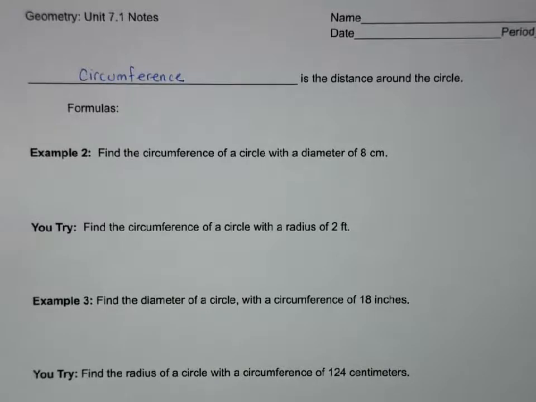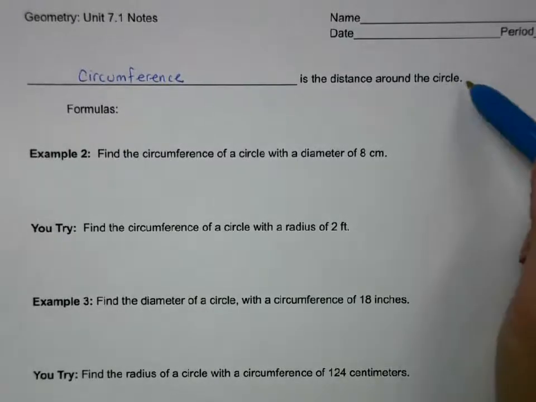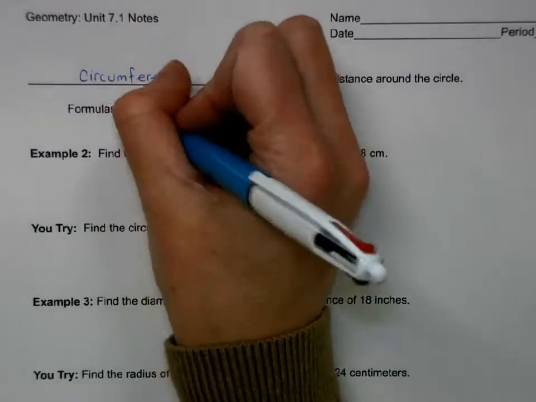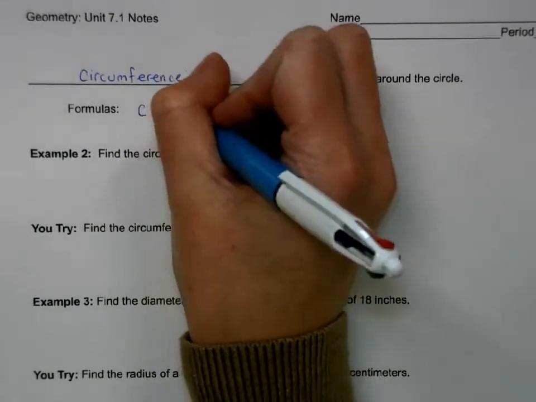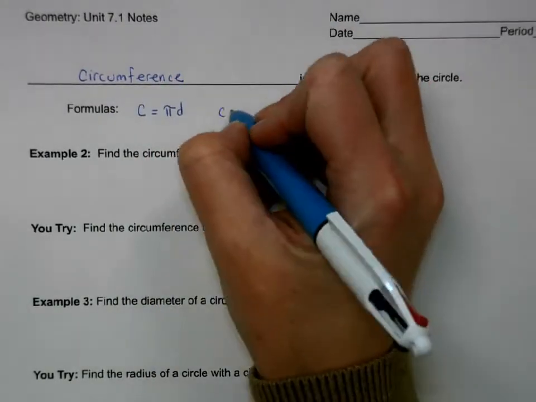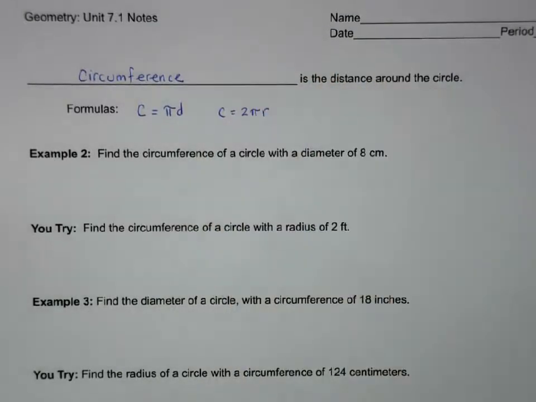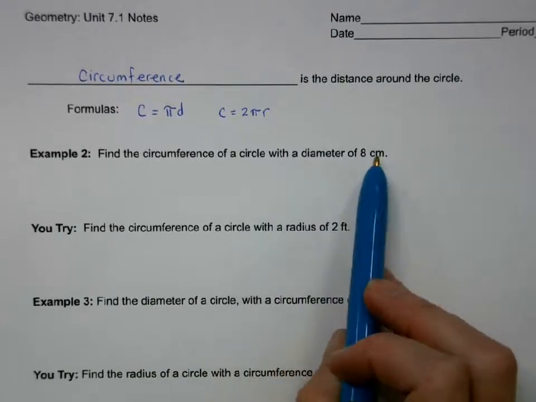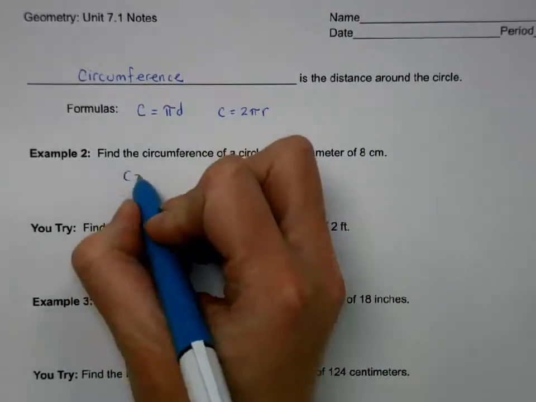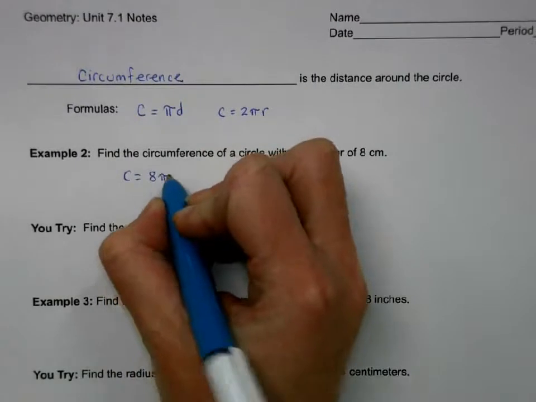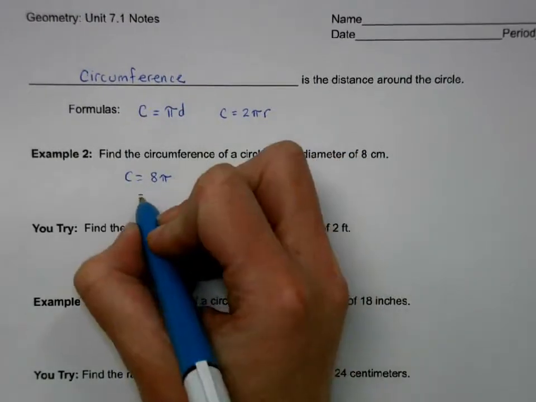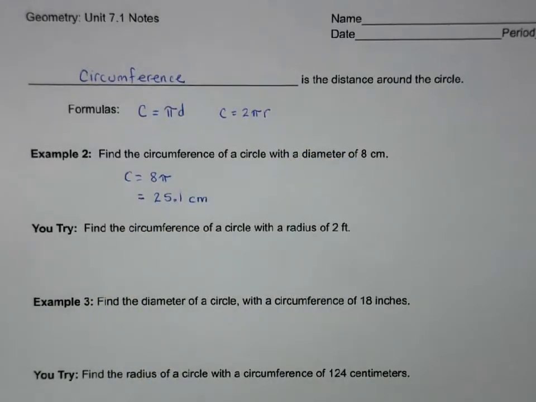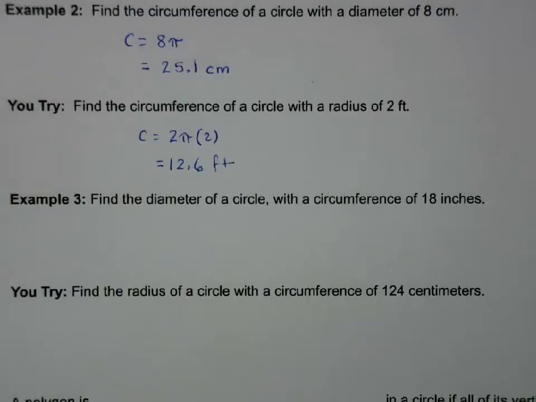Our next term is circumference. Circumference is the distance around the circle. It's the perimeter of the circle. There are two ways to calculate circumference. Either pi times the diameter or 2 pi times the radius. So if we're going to find the circumference of a circle with a diameter of 8 centimeters, the circumference is going to be 8 pi, since diameter is 8, which gives us 25.1, and that would be centimeters. So you go ahead and try that one.